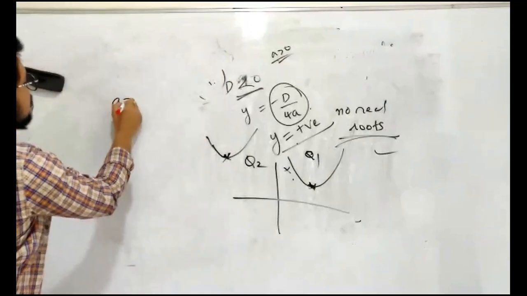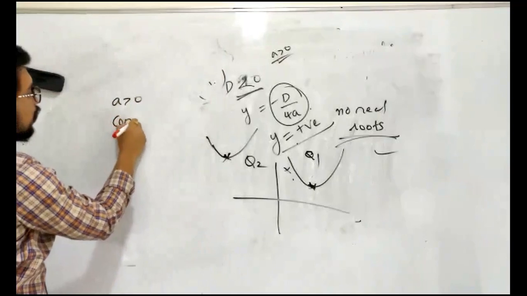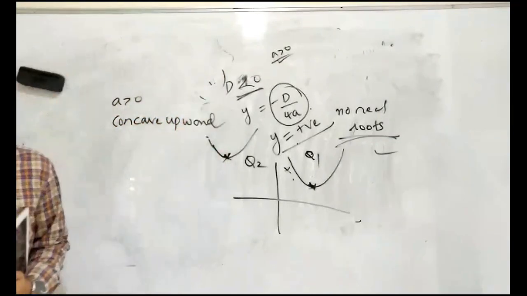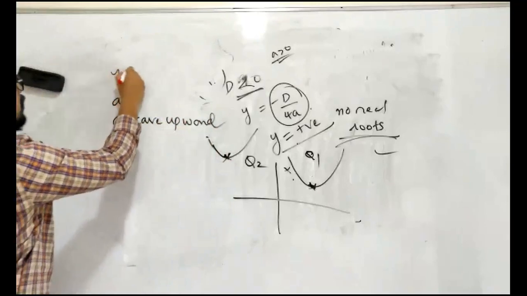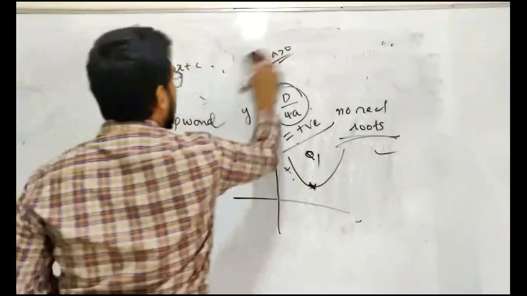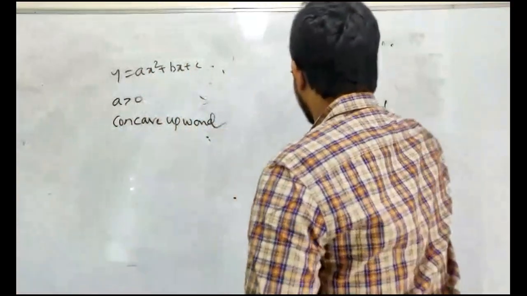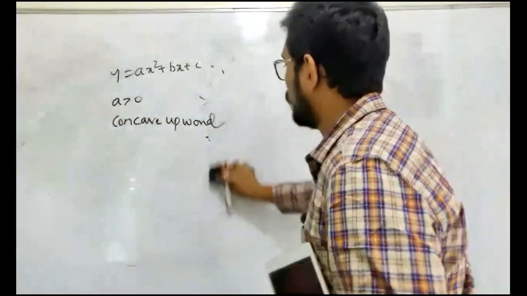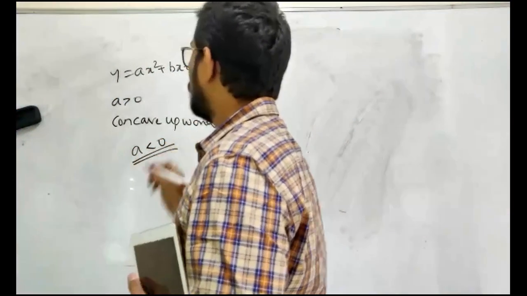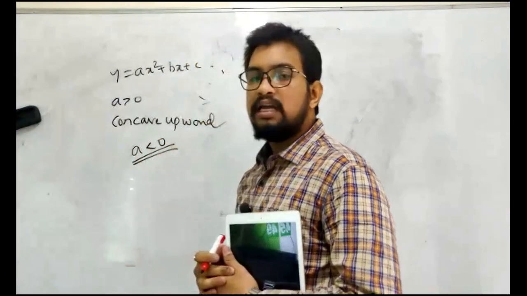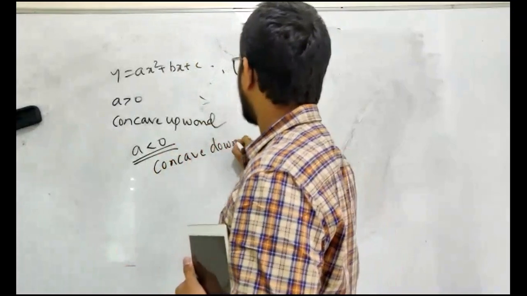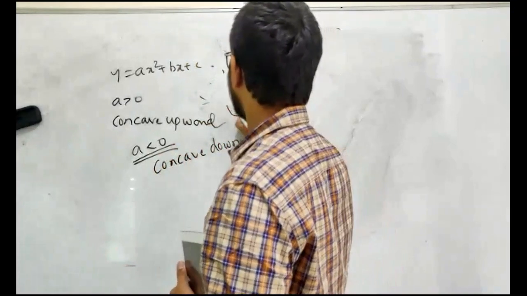For the parabola y is equal to ax square plus bx plus c, if a is greater than 0, it is concave upward. If a is less than 0, it is concave downward. The shape will be concave downward.